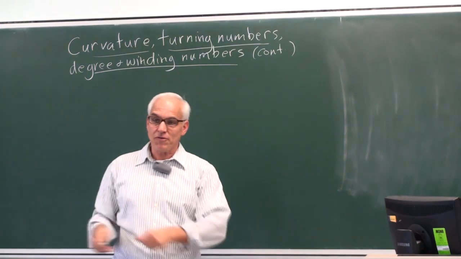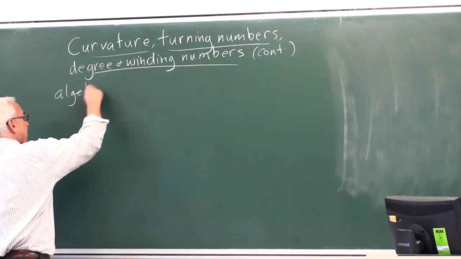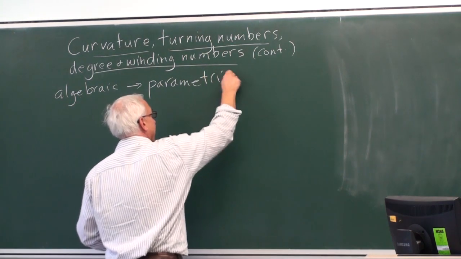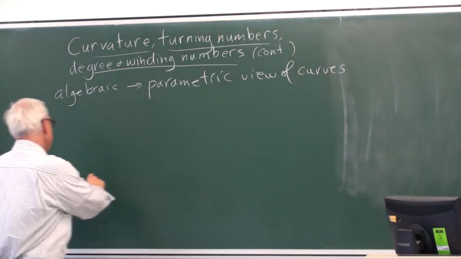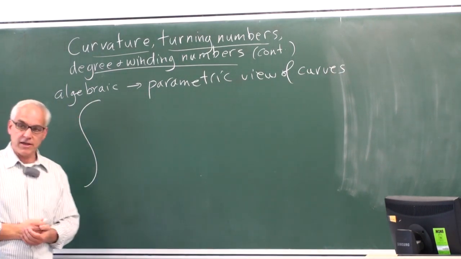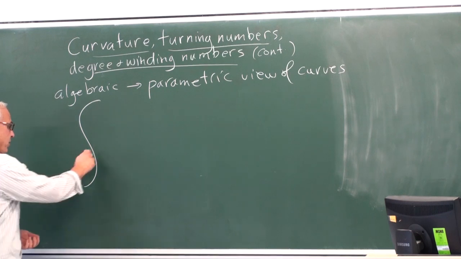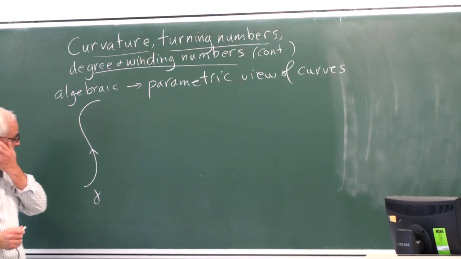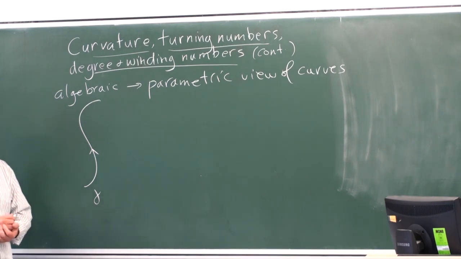So the context is that we're moving from thinking about curves algebraically to thinking about them parametrically. So instead of just thinking of a curve as an object like this, we think of it as the path traced out by a moving point or particle. So we usually have some kind of direction to our curve. And so that means that we can talk about the curvature in a little bit more directed way, so that we can talk about positive or negative curvature.